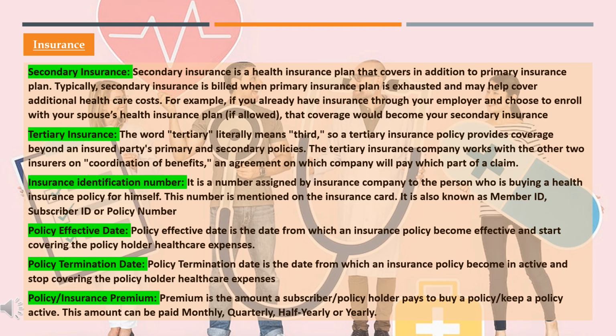Let's understand the policy effective date. Policy effective date is the date from which an insurance policy becomes effective and starts covering the policyholder's healthcare expenses. Let's understand the policy termination date. Policy termination date is the date from which an insurance policy becomes inactive and stops covering the policyholder's healthcare expenses.